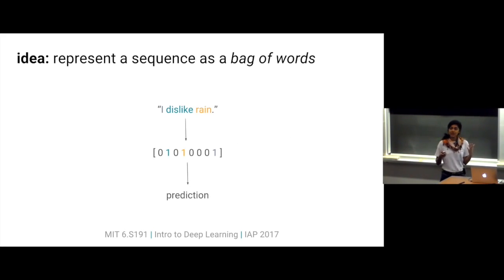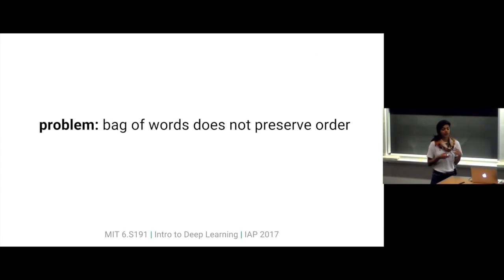Our first idea might be to represent this sequence as a bag of words. All a bag of words means is that we have this fixed length feature vector. Each slot represents a word, and the number in that slot represents the number of times that word happens in the sentence. Then we have our fixed length feature vector, and we can feed that into a model and make some prediction, like whether this sentence is positive or negative. The problem here that you might notice, though, is that there's no order preserved in this representation.